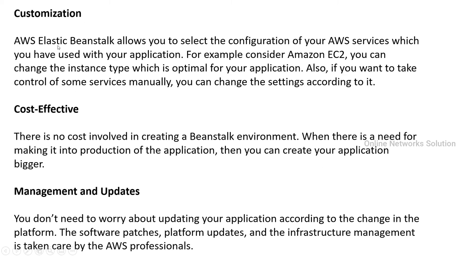Customization. AWS Elastic Beanstalk allows you to select the configuration of the AWS services which you have used with your application. For example, consider AWS EC2. You can change the instance type which is optimal for your application. Also, if you want to take control of some services manually, you can change the settings accordingly.